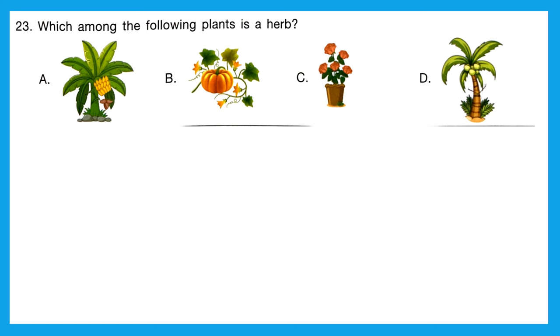So there's a fact about banana plant. Even though we see it's so huge, it's so tall, but banana plants are not trees. They are in fact large herbs, as they do not have a persistent or woody stem. So our correct option should be option A, banana plant.